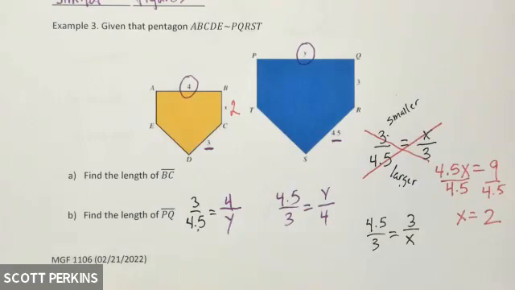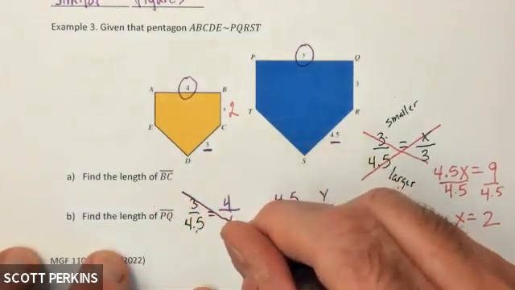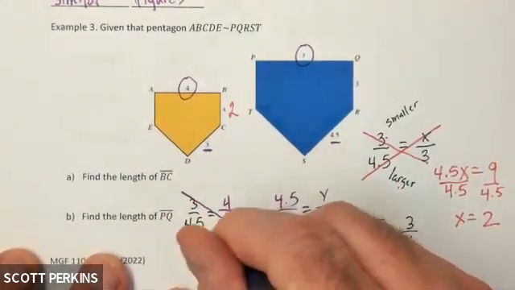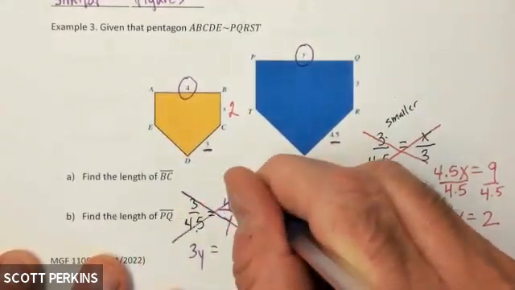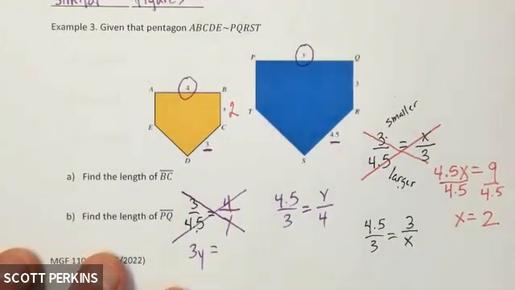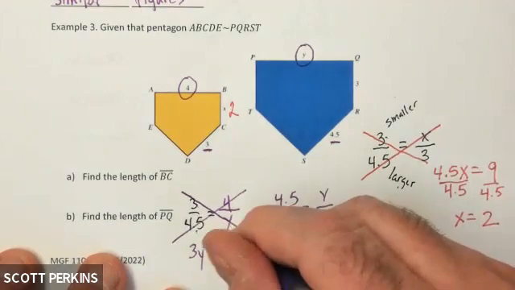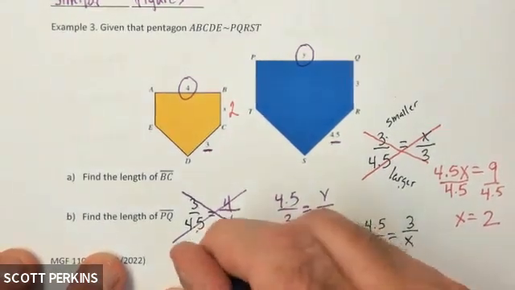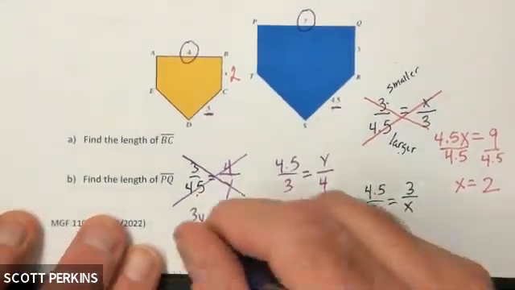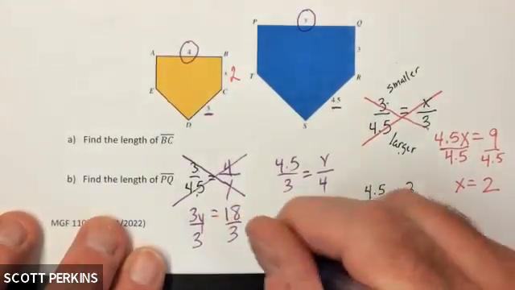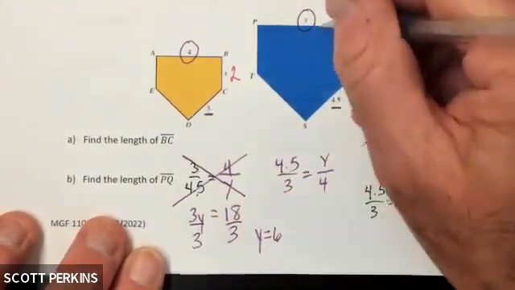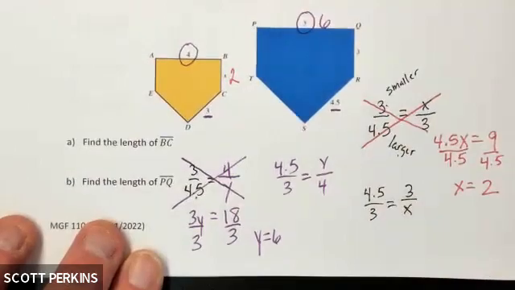And so then to solve the proportion, I'm going to multiply along the diagonals. So 3 times y is equal to 4.5 times 4, which is 18. Now I'll use my calculator. I'm going to divide both sides by 3. And then I have y is equal to 6. So the value of y up here is 6.